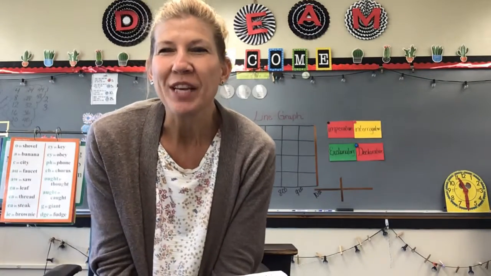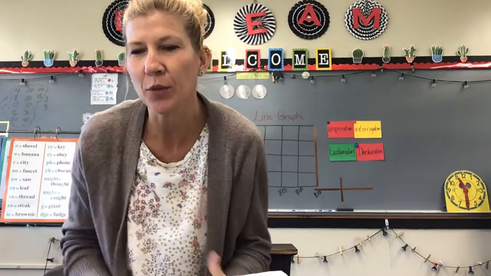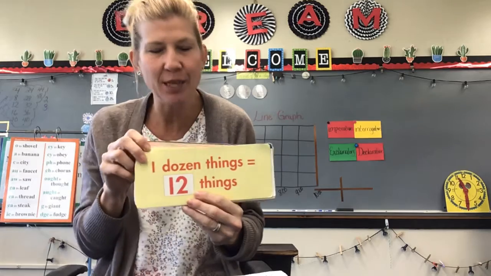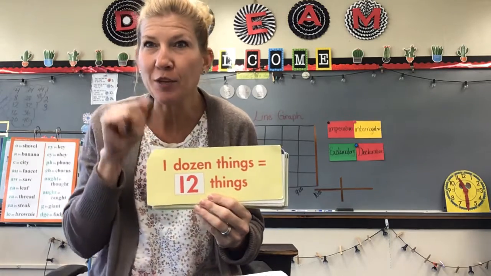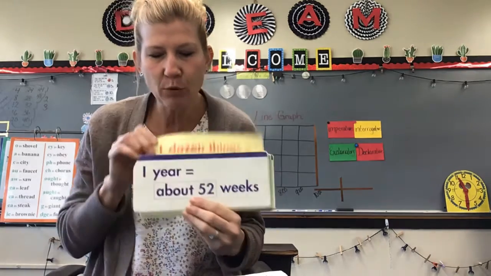All right, second grade, we're looking at our math lesson 161, pages 321 and 322. We're going to go ahead and look at our math facts. We're going to say them together so that you can use them for your page today, because these are the things we've talked about. 1 dozen things equal 12 things.